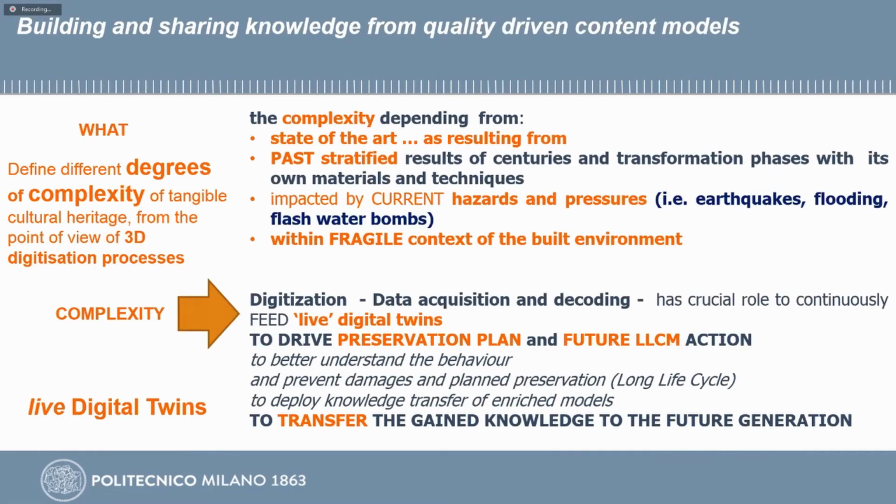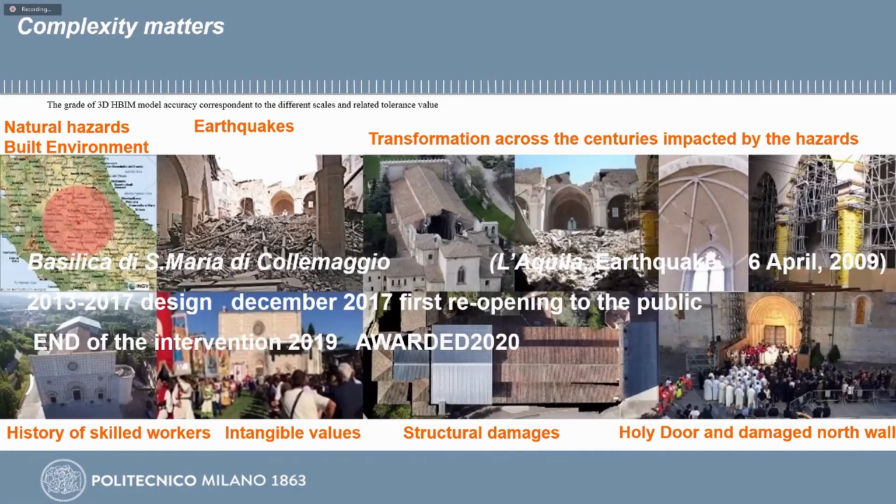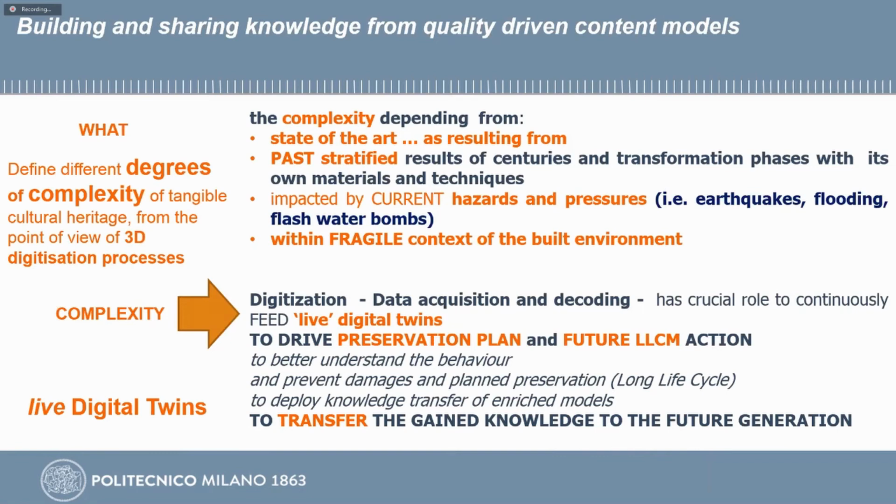And to do it, we need to address our model toward the analysis of the state of the art, that is made by the past stratified results across the centuries, characterizing the transformation phases, but impacted by perhaps the current hazards and pressures, and impacted by the state of the decay, and within a fragile context. To do what? To drive the preservation plan, to drive the future long life cycle management actions, and then we need to understand their behavior, to prevent the damages, to deploy knowledge transfer, and to transfer all this gained knowledge to the future generation.